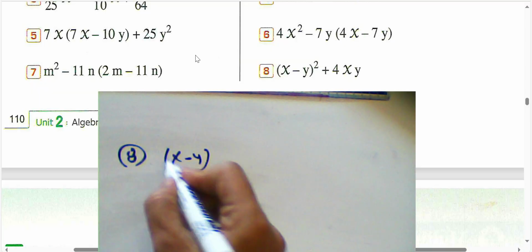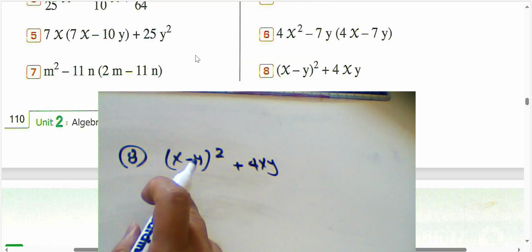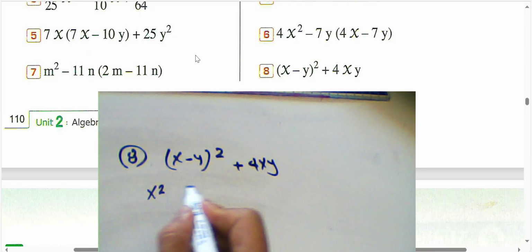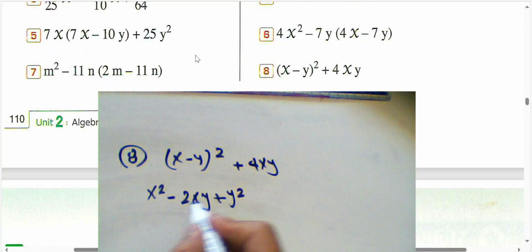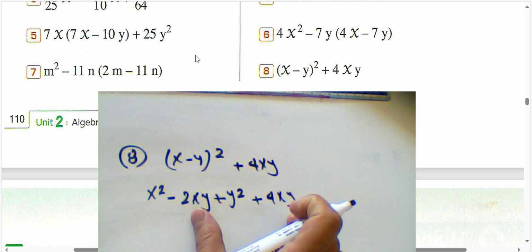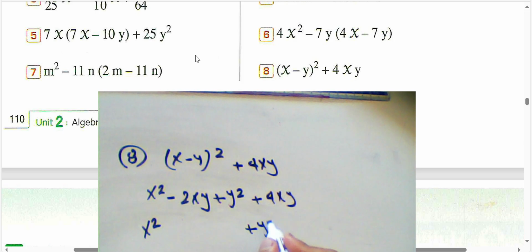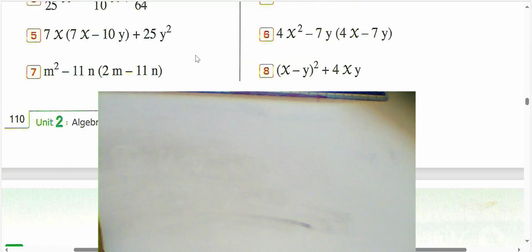(x − y)² + 4xy. We can write this in simplest form. x power 2, and negative y power 2 becomes y power 2, and in the middle negative 2xy. Adding 4xy, we have similar terms here, and we can add them together: x power 2 and y power 2, and 4xy plus negative 2xy will be 2xy. We can write this in simplest form: square root of the first and the third, and write the sign between them, here positive. Okay, next question.